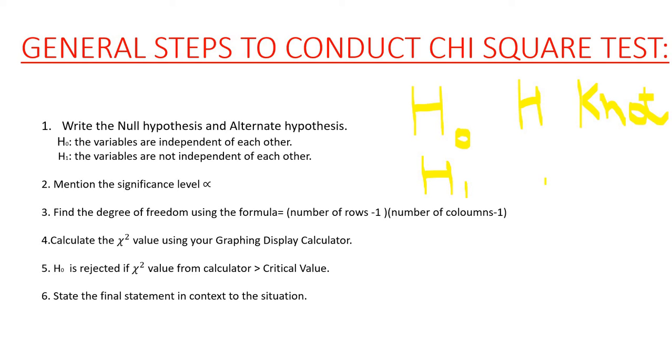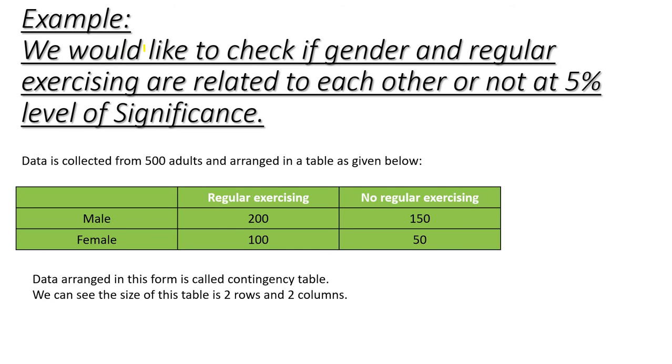Step 2. Mention the level of significance. Step 3. Find the degree of freedom using the formula number of rows minus 1 multiply number of columns minus 1. Step 4. Use your graphing display calculator to calculate the chi-square value. Step 5. We reject null hypothesis if your chi-square value from calculator becomes greater than the critical value. Step 6. State the final statement in context to the situation.